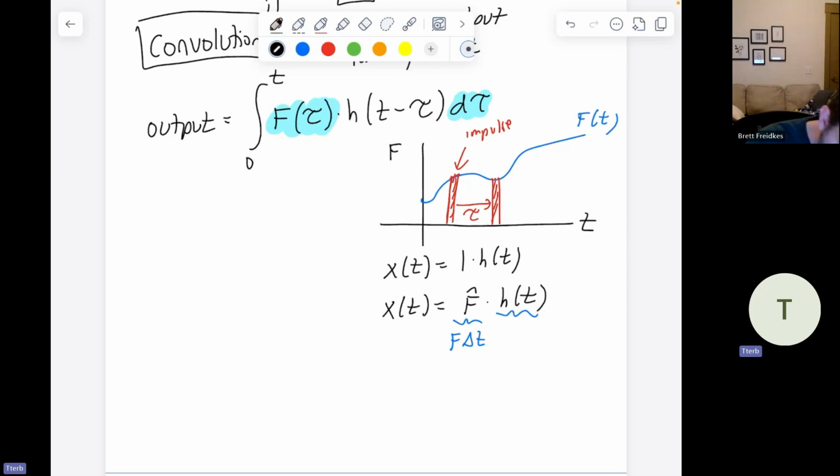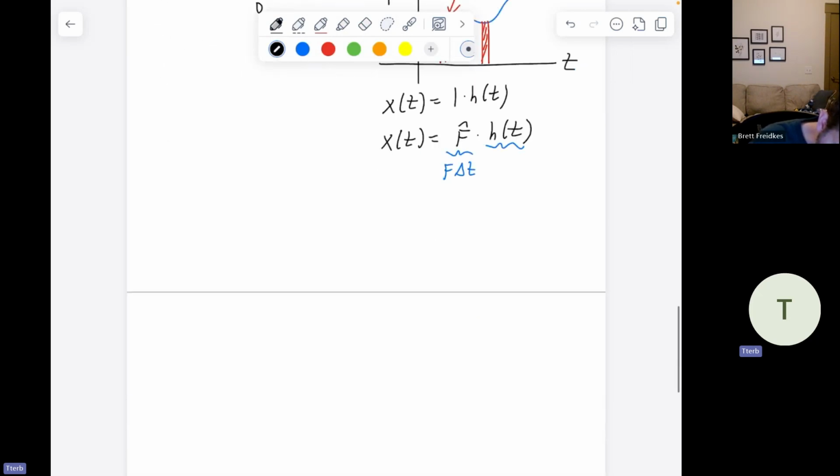Remember, if we include in our argument here t minus tau, that means we are shifting by some amount, tau. And by integrating all of these f hats times h of t, you're determining the total output as a function of time. That is the general idea behind convolution.